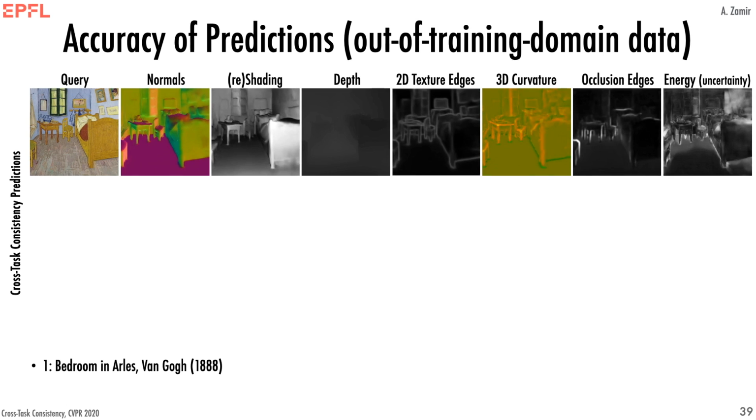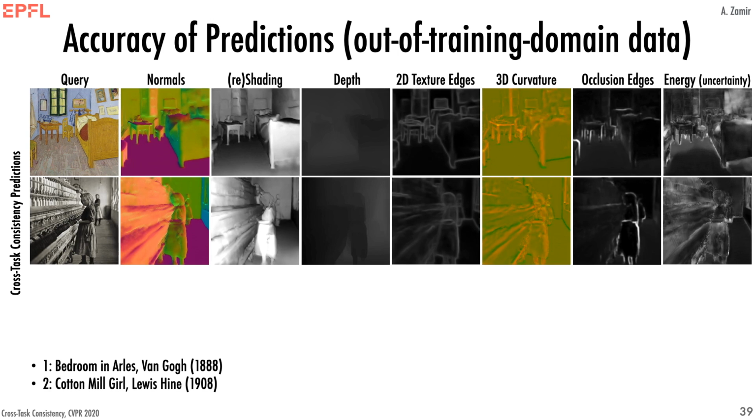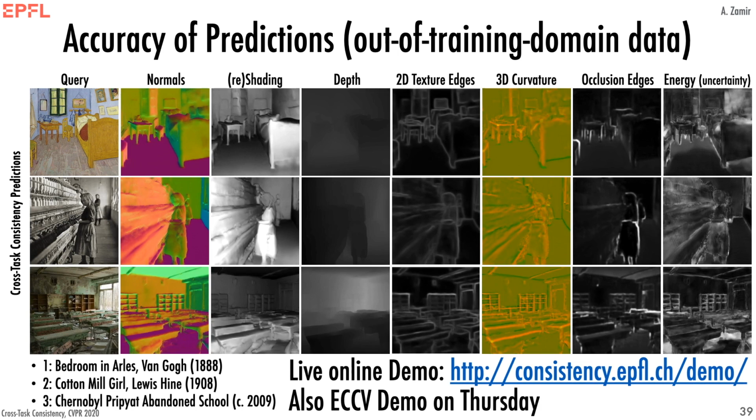So here are predictions on data that is far from our training domain. This is a painting by Van Gogh. This is a Cotton Mill Girl. It's a grayscale popular image. And more. So these are far from the training distribution, but the networks held up pretty well. That says they generalize pretty well.